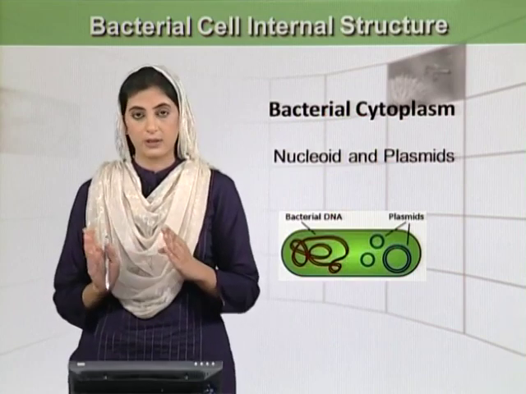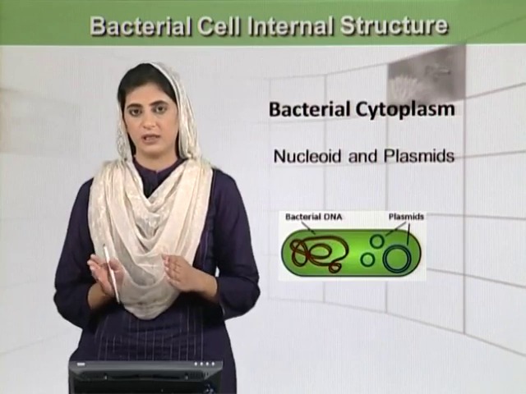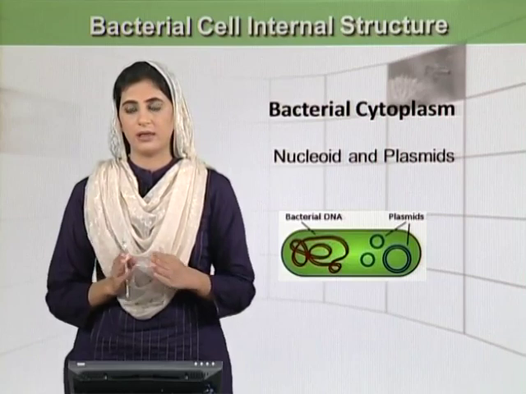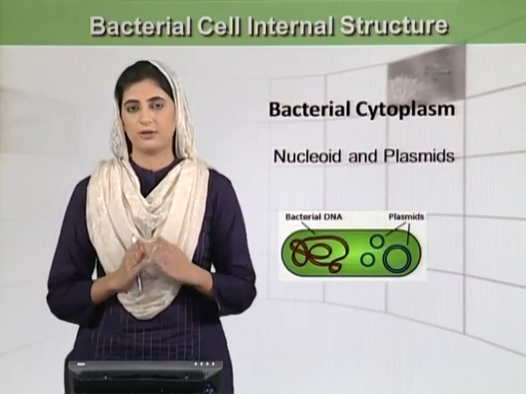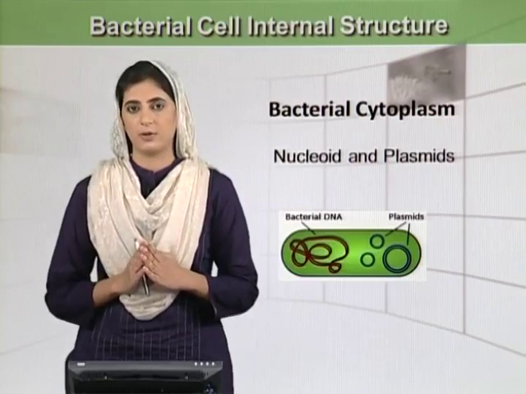Talking about bacterial internal structure, we have the nucleoid, which is actually DNA. It is a double-stranded helix and it is circular, and because it has a single nucleoid or single DNA, the bacterial chromosome is said to be haploid.